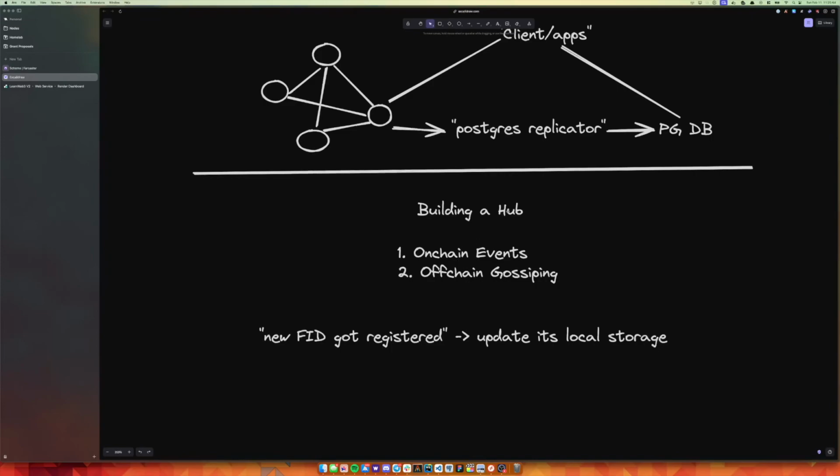The first time the hub starts, it syncs from the first block where these contracts were deployed. It syncs all the events from the first block where these contracts were deployed, and then in the future, it just keeps listening to them in the background.